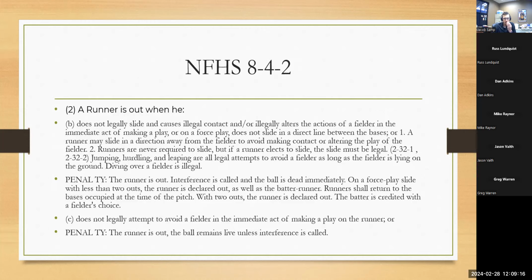Any questions so far on these NFHS rules, or what the definition of malicious contact is?